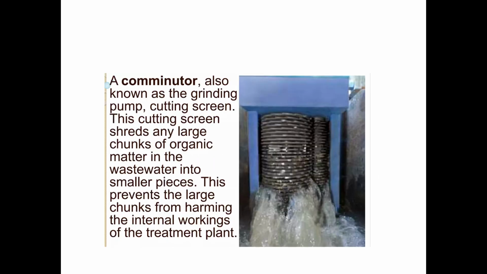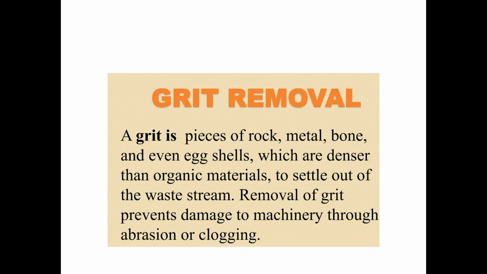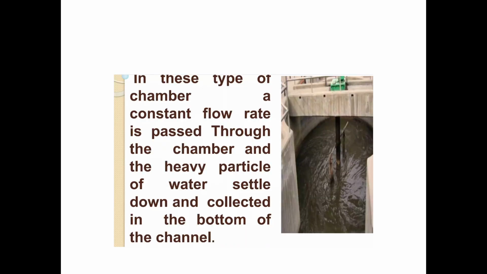Comminutor is also known as the grinding pump or the cutting screen. This cutting screen is used for larger chunks of organic matter and small pieces, and it prevents the larger chunks from harming the internal workings of the treatment plant. Next is grit removal. Grit means large pieces of rock, metal, bone or even shells, which are denser than the organic materials.